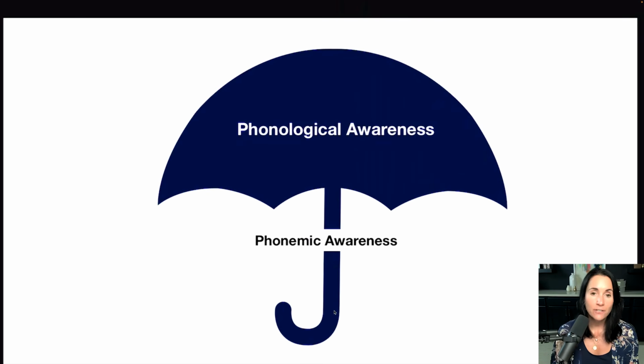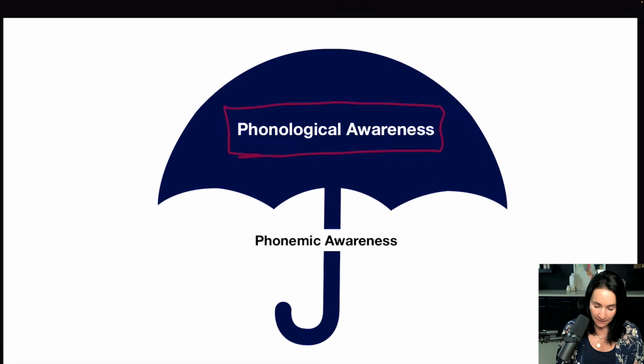Let me show you what I mean in a presentation. All right, so I often use this umbrella to talk about these particular skills, but I want you to think of phonological awareness as the overarching umbrella. It encompasses a lot of skills. And then under that umbrella is this foundational skill of phonemic awareness. So let me give you an example. Phonemic awareness has to do with individual sounds in words. So if I asked you how many sounds in the word track, you would say t, r, a, k.